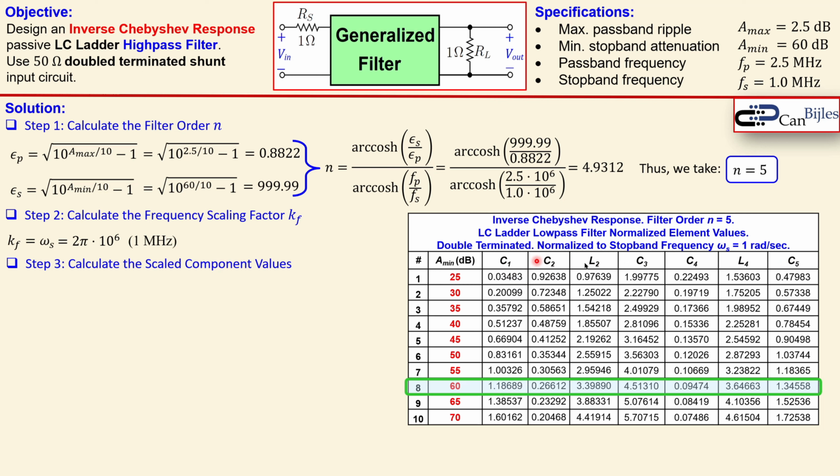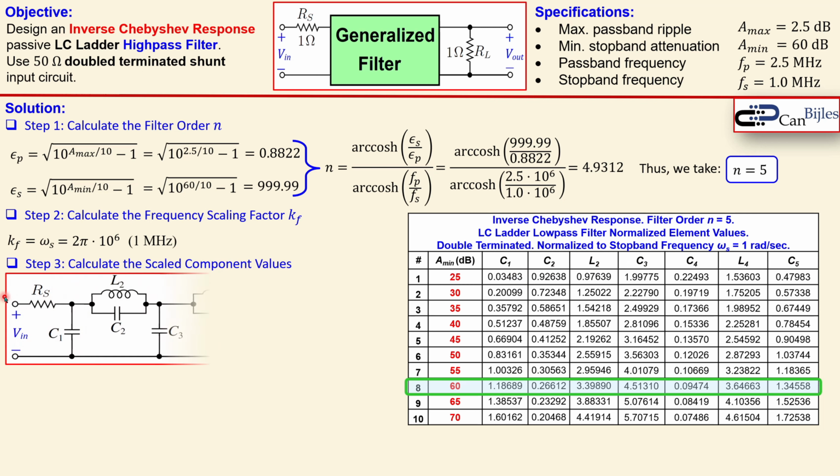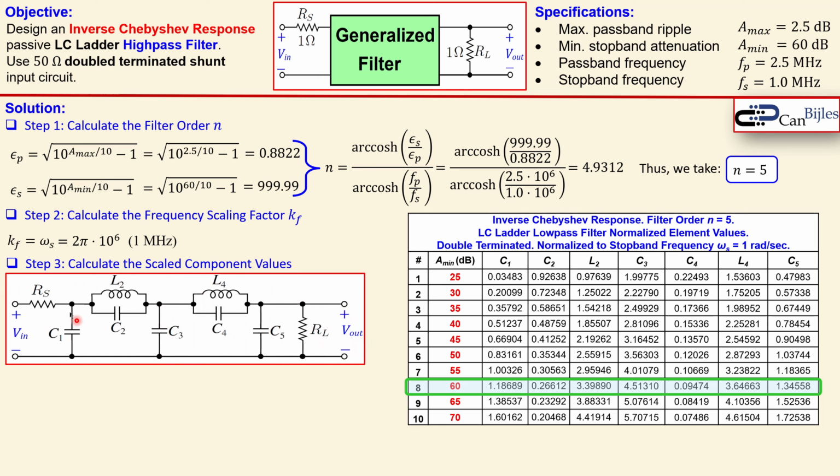Well, what do all these values mean? The prototype circuit low-pass again is this circuit. You see the RS and the RL again, and in between these components is our generalized filter: the C1, L2, C2, etc. is following this order. So C1, in the normalized form, has a value of 1.18689 farads, because we need to look at this row, and C2 will have 0.26612 farads, and L2 will have 3.39890 henries, etc. So every value is shown here in the normalized form.